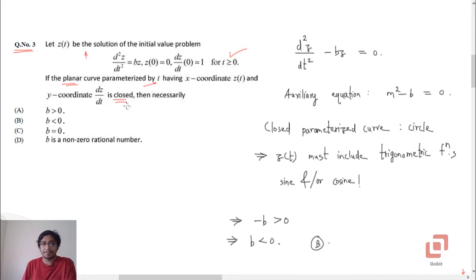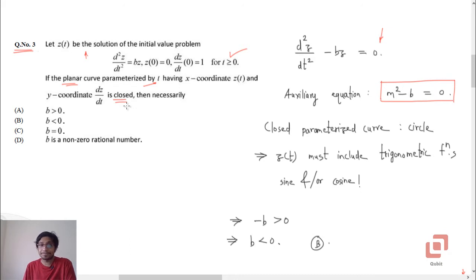Okay, now we very well know the theory of linear differential equations of higher order with constant coefficients. Okay, and this is also homogeneous because there is no right hand side here. Okay, so this is a second order linear ordinary differential equation with constant coefficients, and it is homogeneous. Okay, so what is the corresponding auxiliary equation? m squared minus b equal to 0.